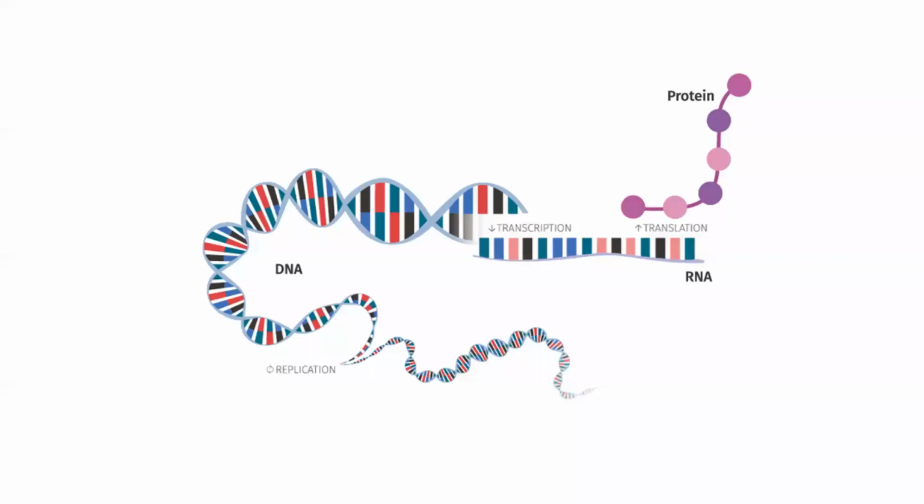So the process, like I told you, is very simple. We have the DNA that goes into transcription to give us the RNA that can then move out of the nucleus and then be translated to give us the protein.